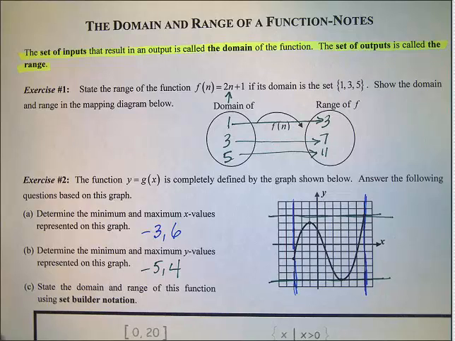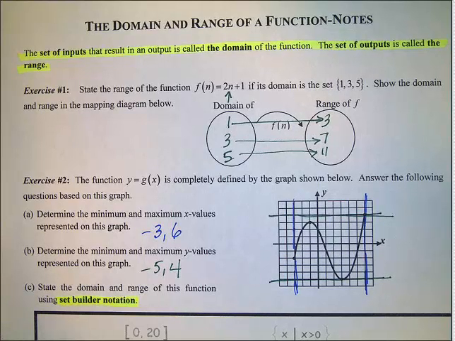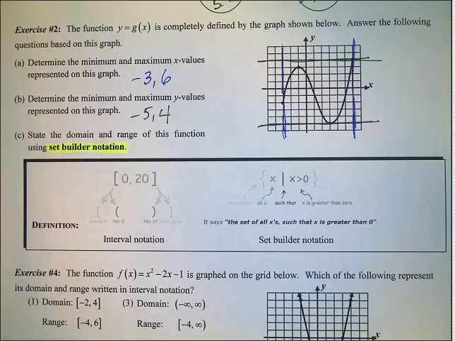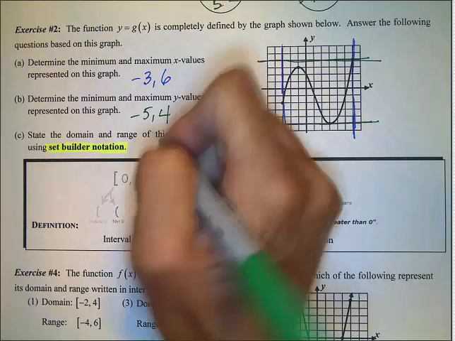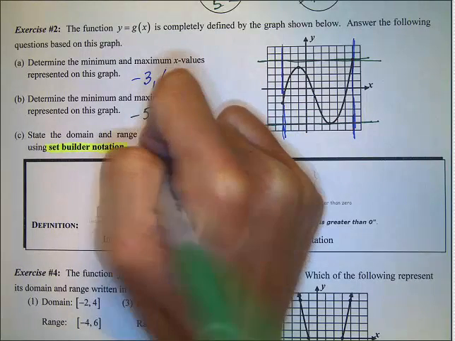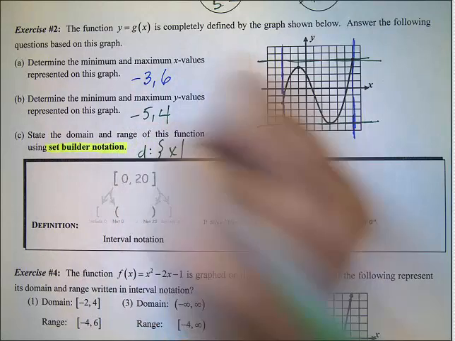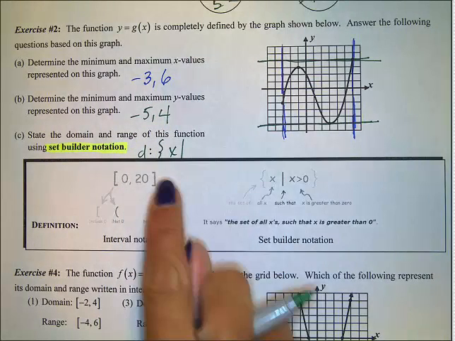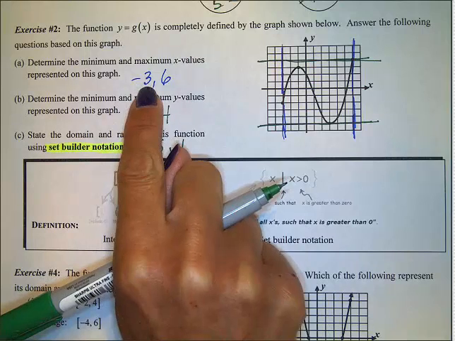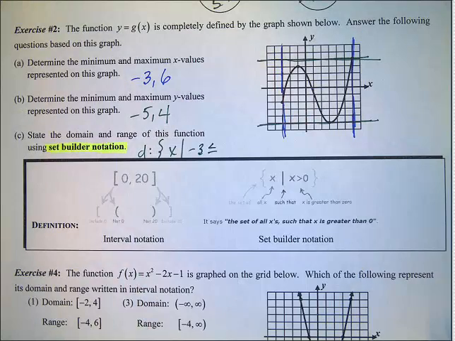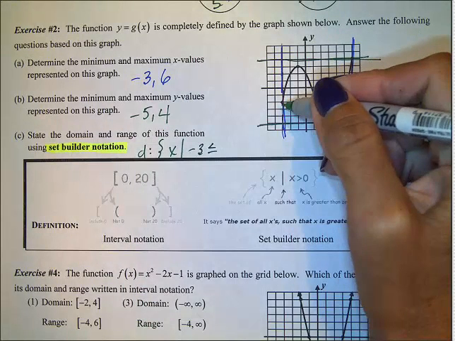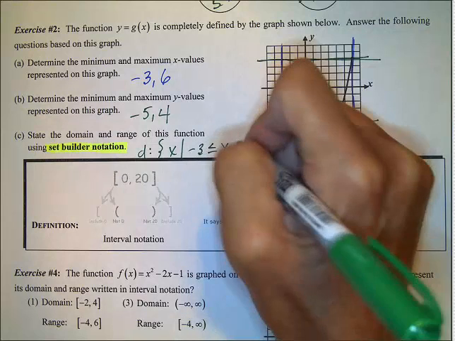And it's very, very important you know the difference between your notations. So we'll notice in the box, set builder notation is the second one. It has the x such that and then the inequality. So it asks us to find the domain and the range. So the domain is x such that, and domain is your x values. So our x values, our lowest was -3 and our biggest was 6. So -3 less than or equal to, because there's a closed circle, which means it's included, x less than or equal to 6.